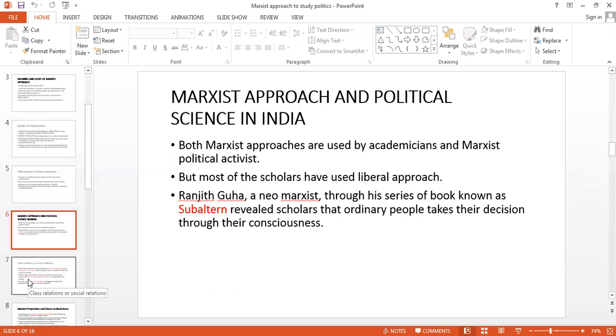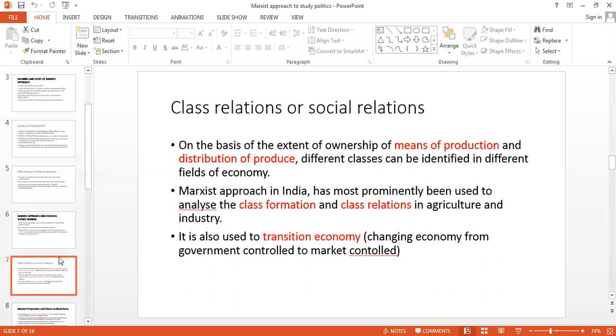Now I am going to discuss class relations or social relations, on the basis of the extent of the means of production, that is, ownership of means of production, and distribution of wealth. Different classes can be identified in different fields of the economy, because some people would get more wealth and they will be rich, some people would get a moderate level of wealth, so they will be placed at the moderate level, and some would get a lower level of wealth, so they would be placed in low income groups, the low level class. This is something that we will discuss in Indian politics also.